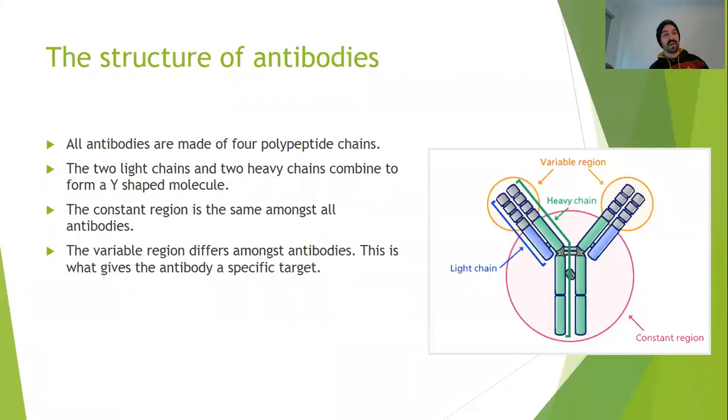So antibody structure is the same for all antibodies. They're made of 4 polypeptide chains. We've got 2 light chains and 2 heavy chains, and they combine together to form a Y-shaped molecule. So you often see them drawn as Ys in most of your exam questions and textbooks. So we've got a light chain and a heavy chain, and then we've also got a constant region. Constant just means it doesn't change amongst different antibodies. And we've got a variable region, and this is the section that makes the antibody specific. So this is different for all the different types of antibodies, depending on what it's trying to target.